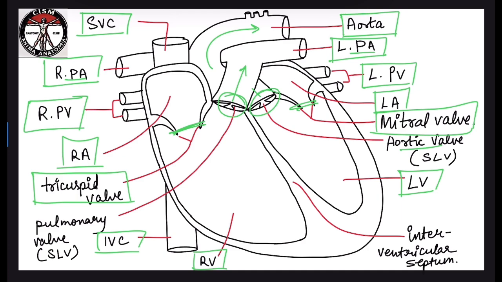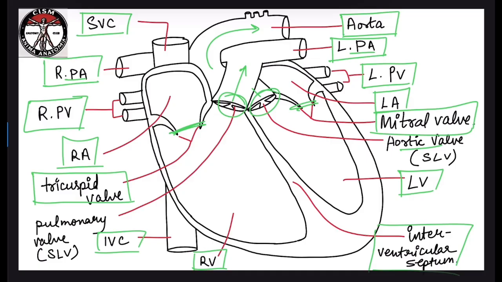The septum, which is separating both the ventricles, is known as the interventricular septum, whereas the septum which is separating both the atriums is known as the interatrial septum. Now we will discuss the circulation.